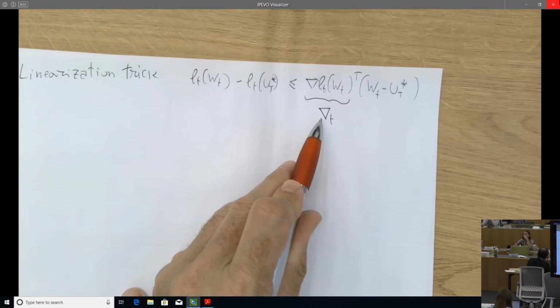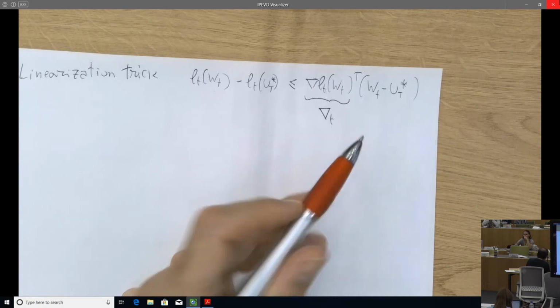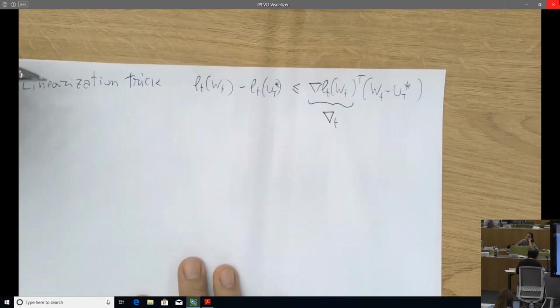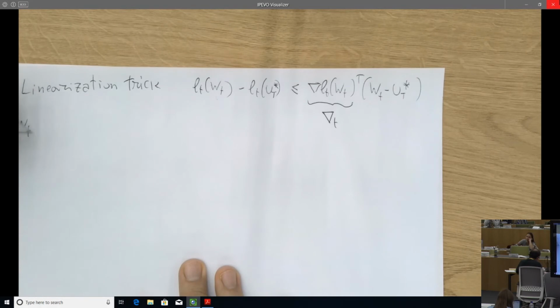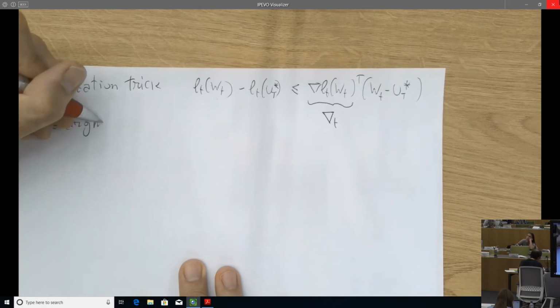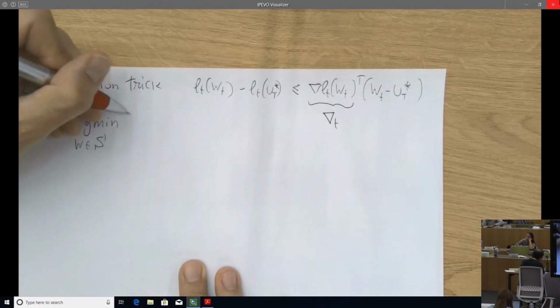Okay, so I'm faking this because these things I can compute. I have the loss. I know the loss. I can compute the gradient at every time step. And using the gradient, I can pretend that these are linear losses. So this means something very simple. This means simply that I'm using the same algorithm as before, but now I'm replacing the losses with linearized losses, and everything else is unchanged.